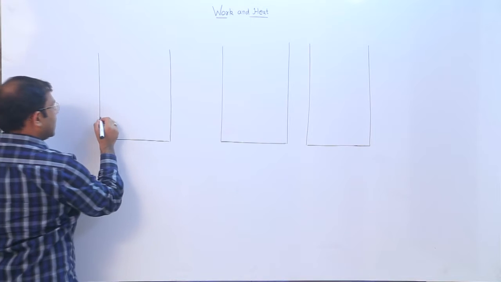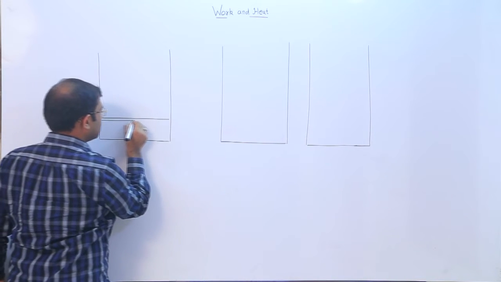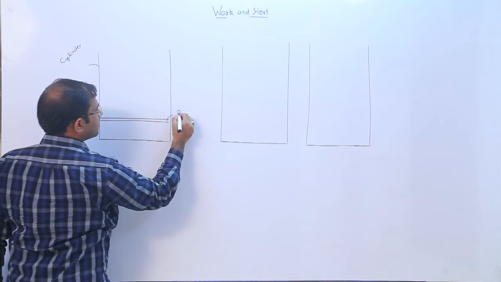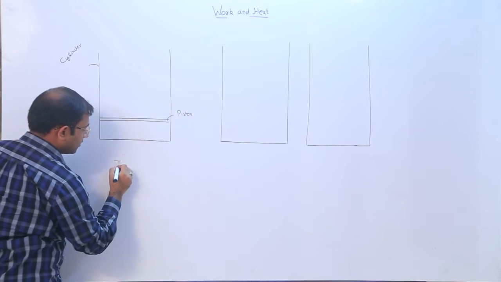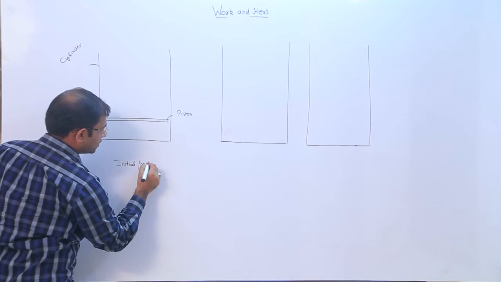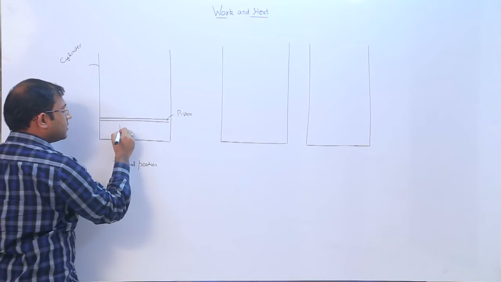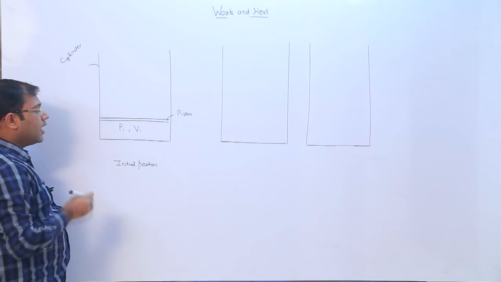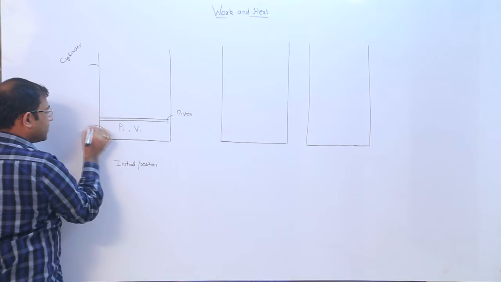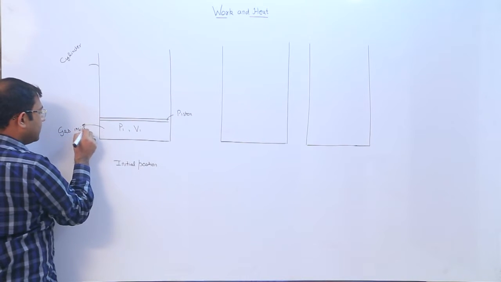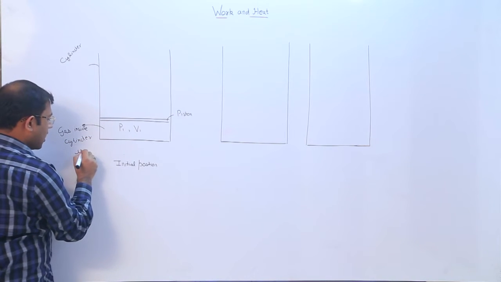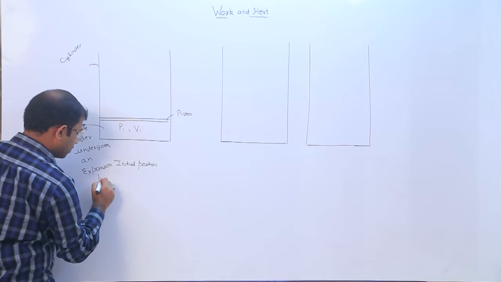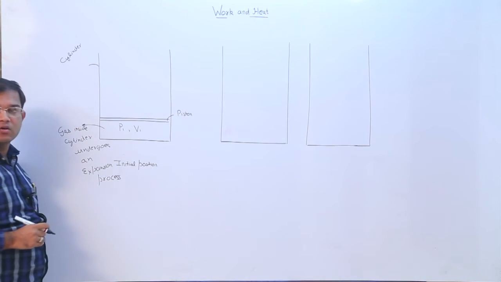Now see students, let there be some piston cylinder arrangement. This be our cylinder and this be our piston, and let this be the initial position, and at initial position let the pressure within the cylinder be P1 and let the volume of the cylinder be V1. Now suppose the gas inside this cylinder undergoes an expansion process.